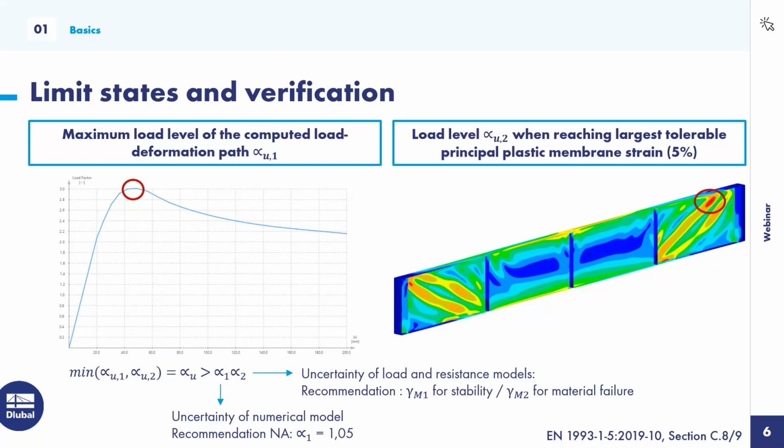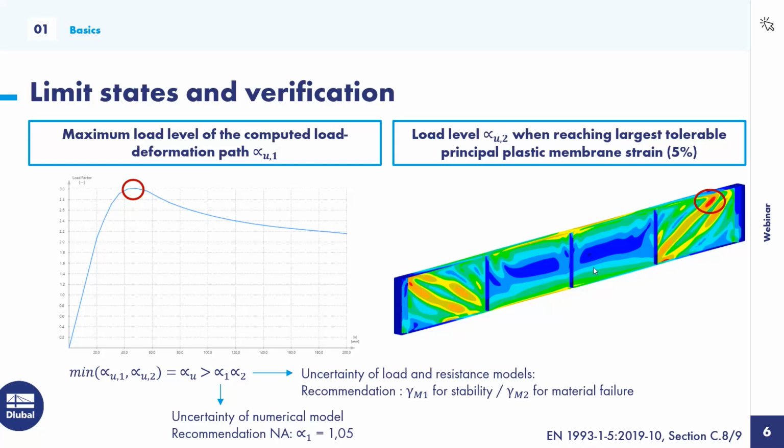The load factor when the maximum of the load deformation curve is reached, as shown here on the left side of the slide, and the load factor when a maximum value of the principal plastic membrane strain is reached. This is usually given by the annex or the base code as 5%, which is tolerable, but there might be some additional requirements in the national annexes.